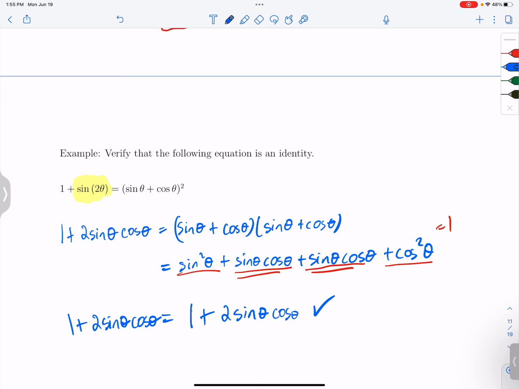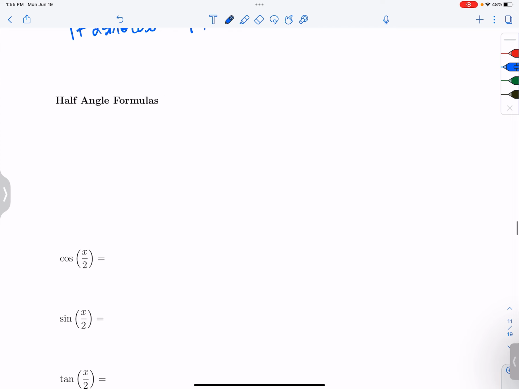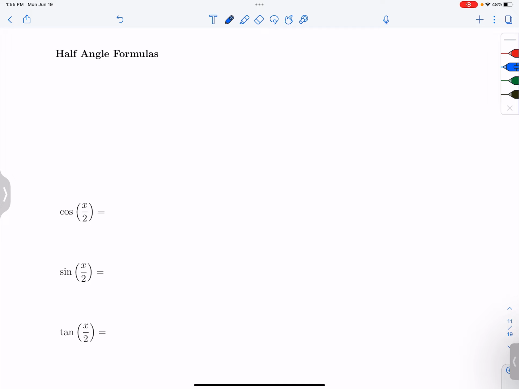All right, scrolling down here, the next thing in this video, the next types of identities or formulas for us to work with are the half angle formulas. Okay, and so if we notice down here, now we're taking some angle, in this case it's x, and we are dividing that angle by 2. So how do we derive these?